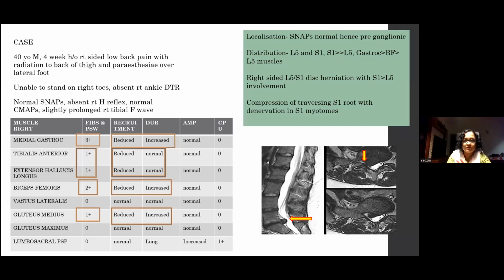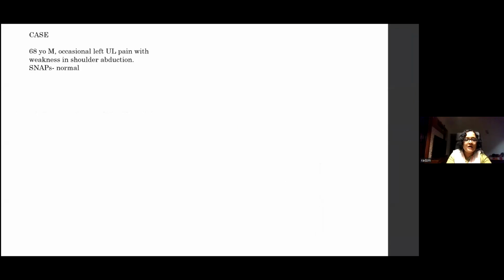So these are two straightforward radiculopathy cases. Clinically and electrophysiologically, they match. Now, this is a patient I had recently, which is not that straightforward. So it's a slightly elderly man with some vague left upper limb pain and with definitely some weakness in shoulder abduction. Reflexes were absent. And the sensory nerve conduction studies were normal.